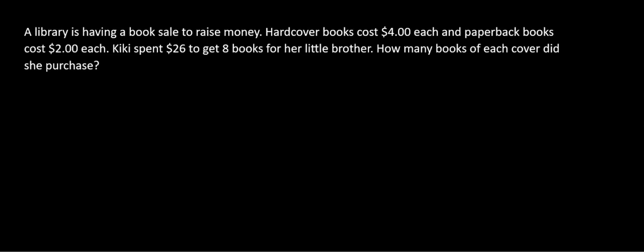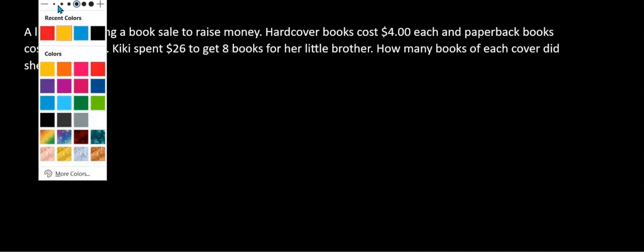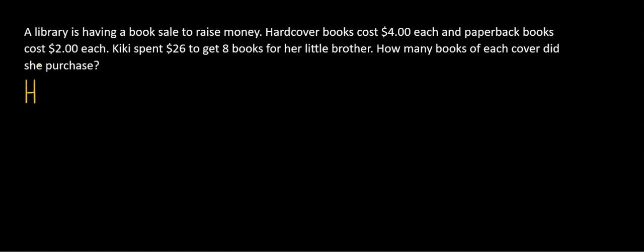Here's another one. A library is having a book sale to raise money. Hardcover books cost $4 each. Let's write it down here: hardcover, let's use H, is $4 each. And we have a paperback, let's call it P, is $2 each. Kiki spent $26 and bought 8 books.